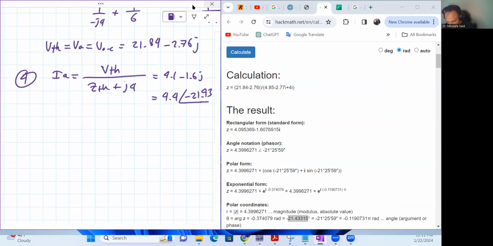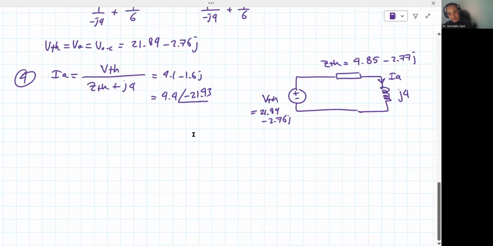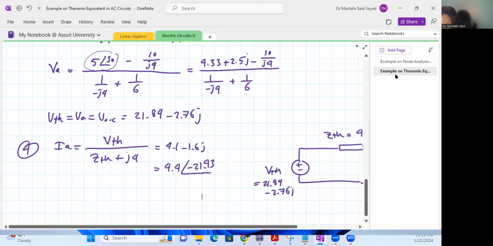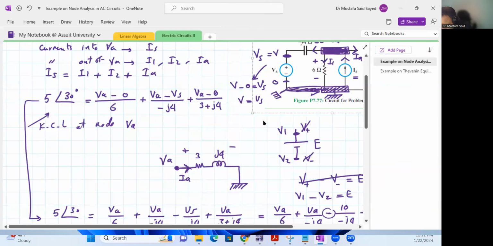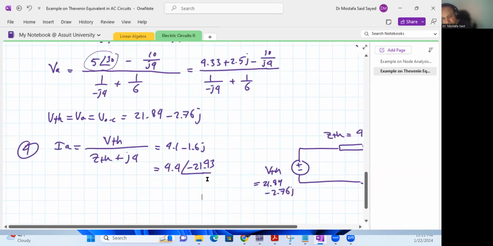Let's compare now. Let's go back to this one. Remember, guys, we solved exactly the same problem in the last video using node analysis. We should get the same answer, or very close to it, right? So here we have 4.4 angle minus 21.43. Let's go here: 4.4, 21.45, 43. Very close, right? So basically, that's the correct answer.